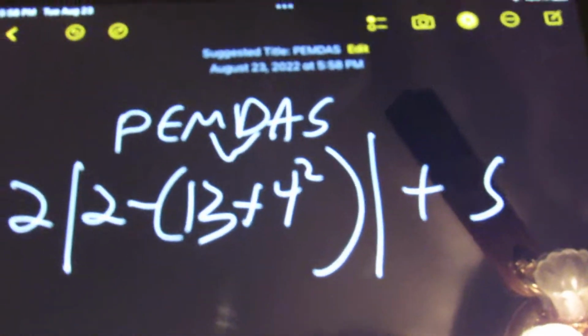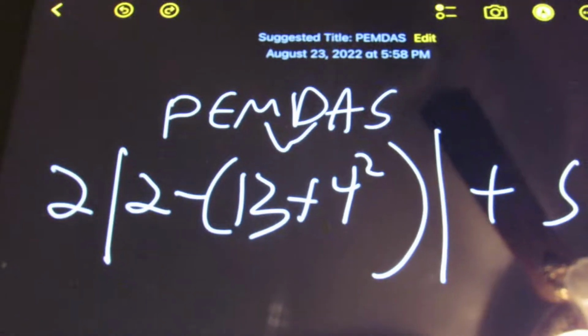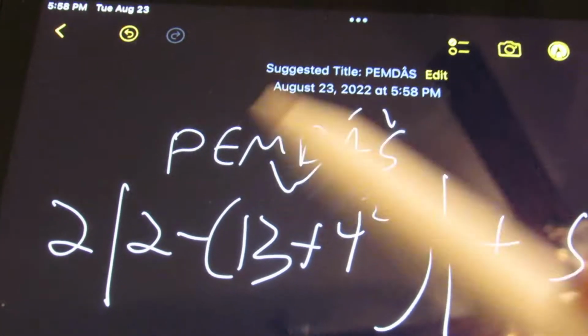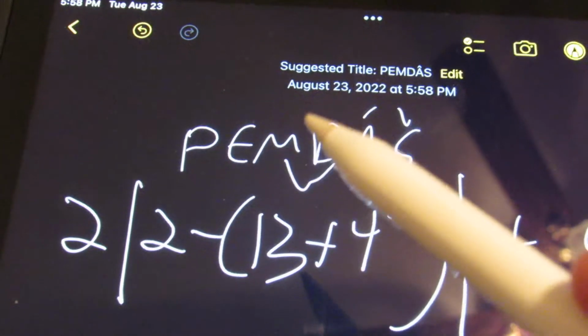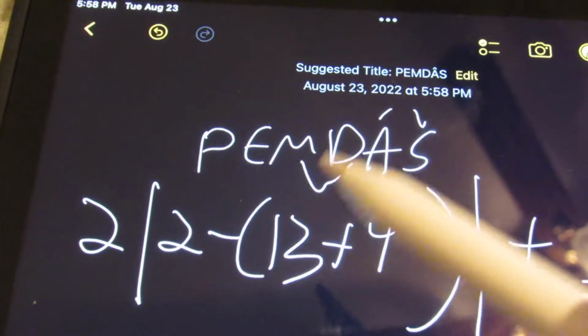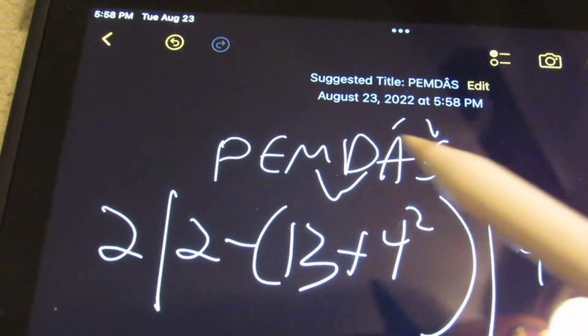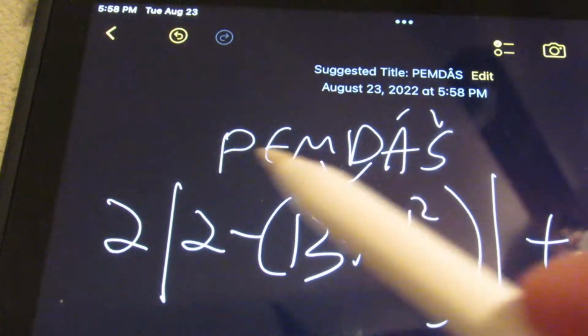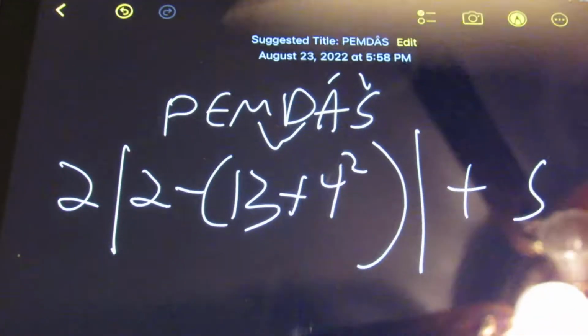I'm going to go through one of them, and they're basically on PEMDAS, which is the order of operations: parentheses, exponents, multiplication, division, and then addition, subtraction. So multiplication and division, you're going to do at the same level, just go left to right.